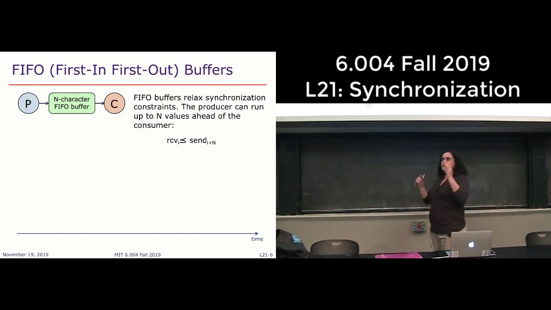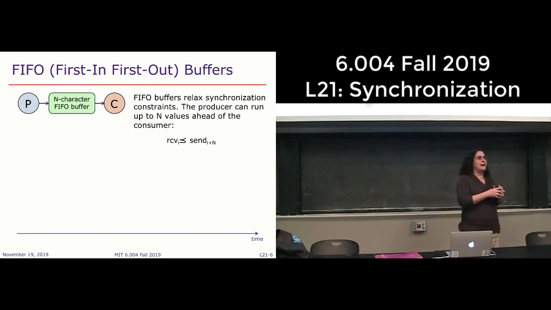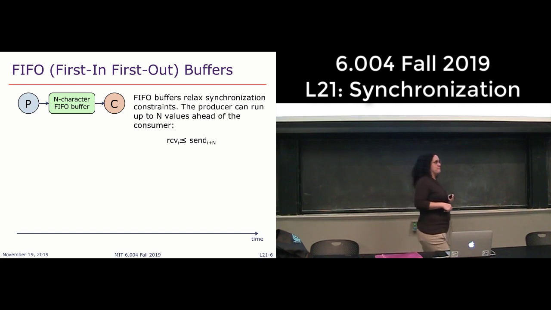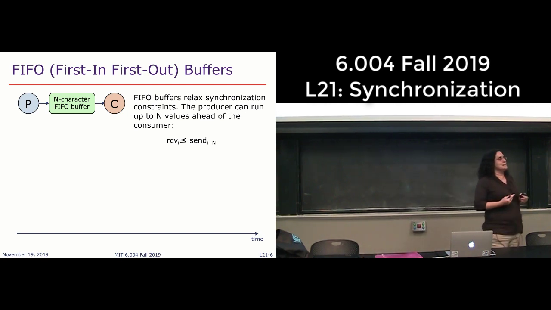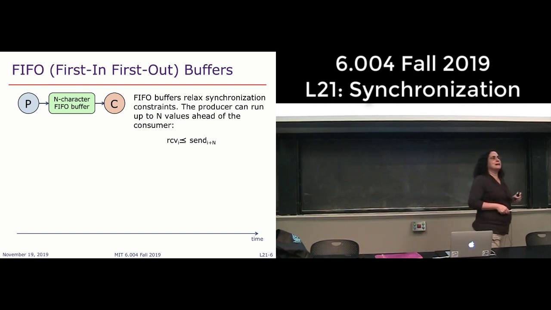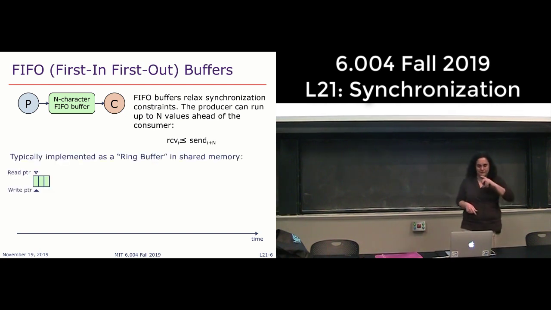Instead of having a single variable that is a character to hold the value that I'm trying to transmit from the producer to consumer, I have a buffer that can hold n such values. What does this do? This allows the producer to get up to n values ahead of the consumer. So it relaxes the precedence constraint a little bit, so that instead of receive of I needing to happen before send of I plus 1, it just needs to happen before send of I plus n. So let's take a look at how we might implement this first in, first out buffer.